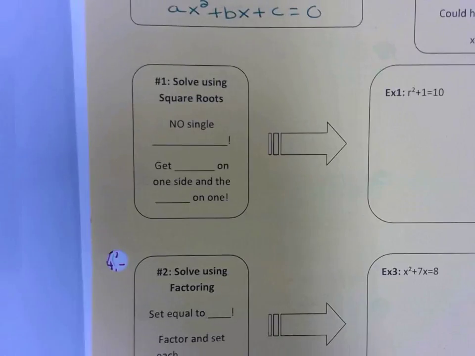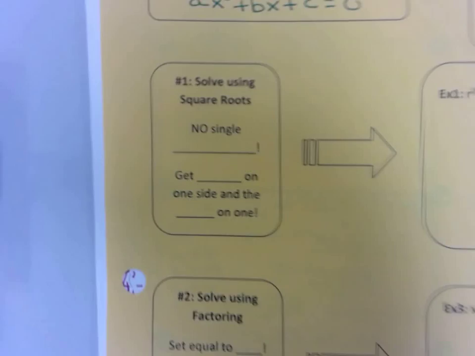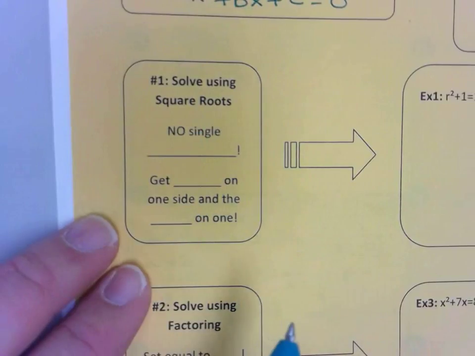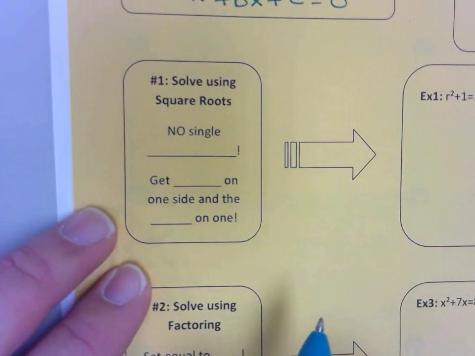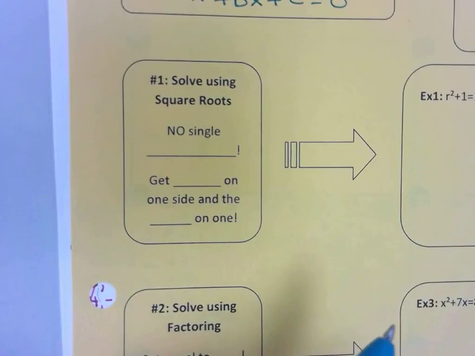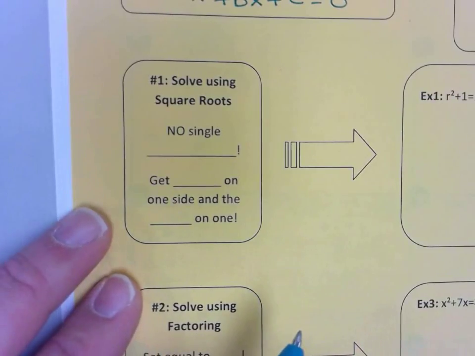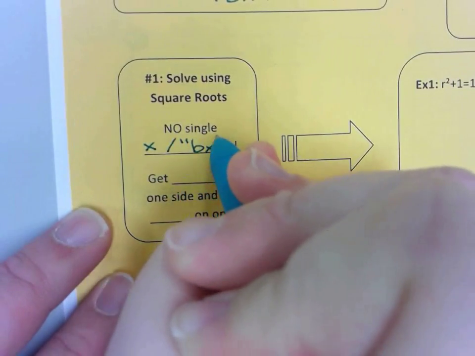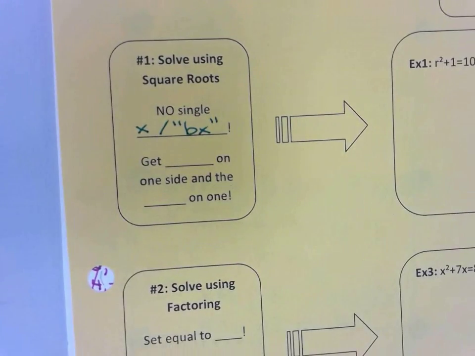The first way is solve using square root. This is the easiest way, so this is the way I check for first. This is what we did yesterday. Solve using square roots. How do I tell that I can use the square root method? Look at your notes if you need to from yesterday. What is the big indicator that I can use the square root method? Yeah, so no single x or no bx term. So that will tell you that you can use the square root method, which is by far the easiest way out of the 3. So I always check to see if I can use that way first.